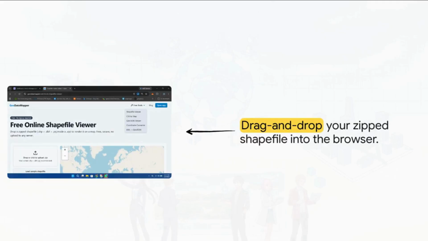Notice the really simple upload box in their free shapefile viewer. You literally just drag and drop your zipped shapefile, which contains your .shp, .dbf, and .prj files, right into the browser window. It completely eliminates the massive frustration of downloading, installing, and configuring clunky traditional GIS software just to see what a file looks like.